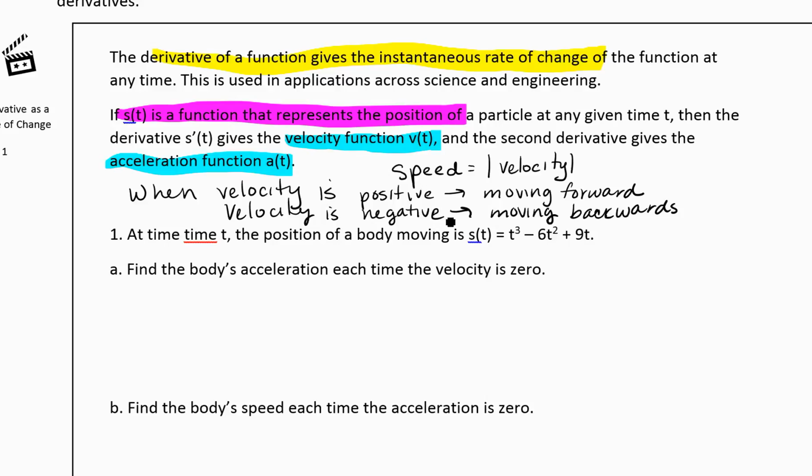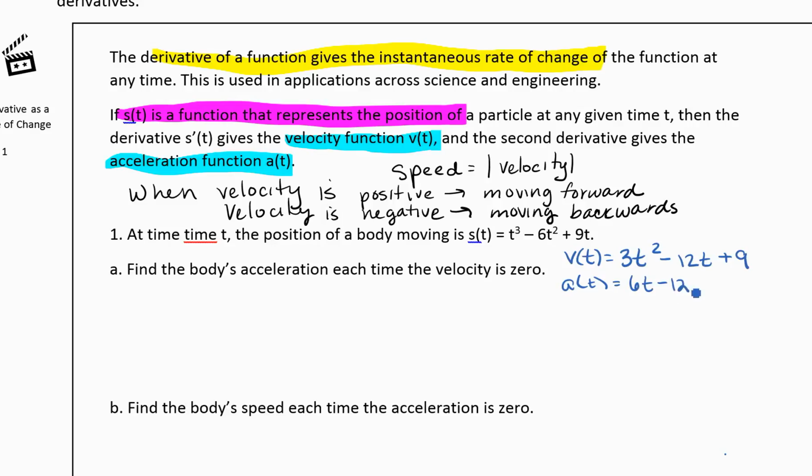Okay, so let's look at a problem. It says at time t, the position of a body moving is s of t equals t cubed minus 6t squared plus 9t. Just from that, we can find the velocity. The velocity is going to be the derivative, so 3t squared minus 12t plus 9. And the acceleration, which is how fast you're speeding up or slowing down. If it's positive, you're speeding up, and if it's negative, you're slowing down. So this would be 6t minus 12.